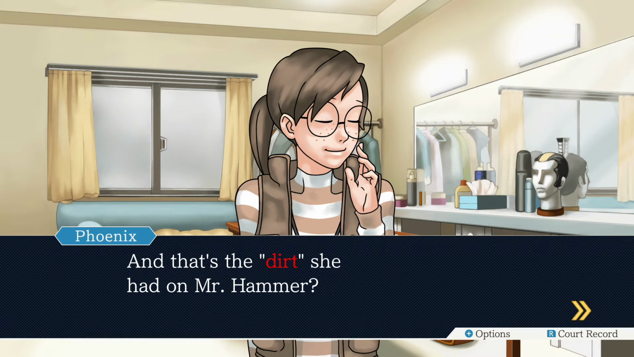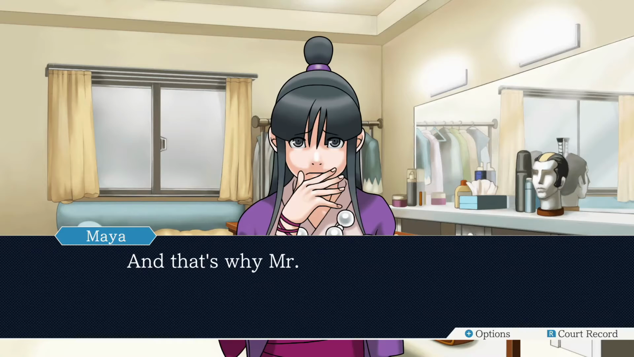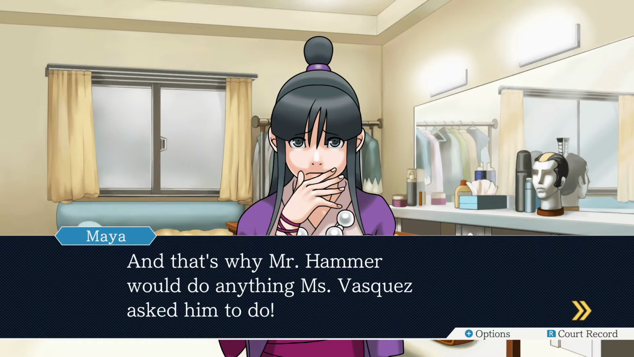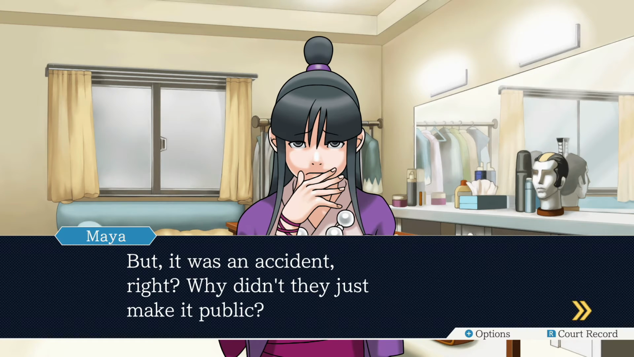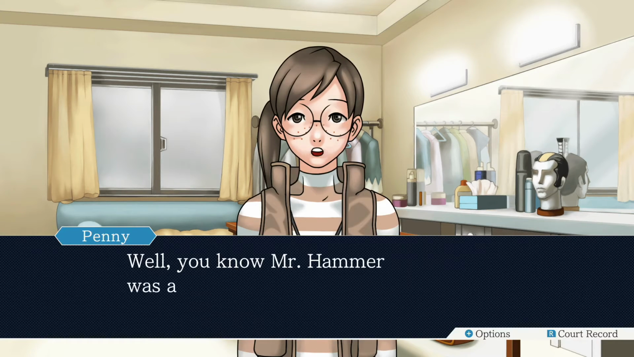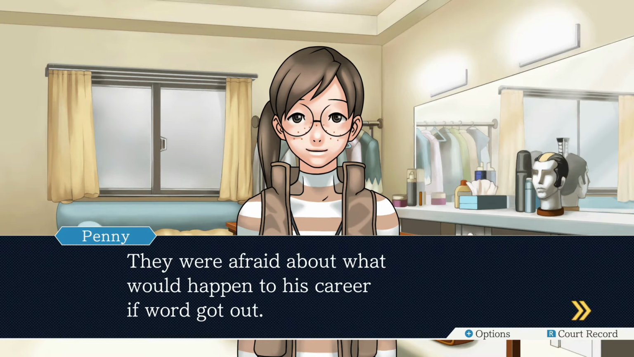All right, and that's the dirt she had on Mr. Hammer, that he accidentally murdered someone. And that's why Mr. Hammer would do anything Miss Vasquez asked him to? I get it. She was soliciting him for sex. Yep. It was an accident, right? Why didn't they just make it public? Ratings. Well, you know, Mr. Hammer was a big star back then. They were afraid about what would happen to his career if word got out.